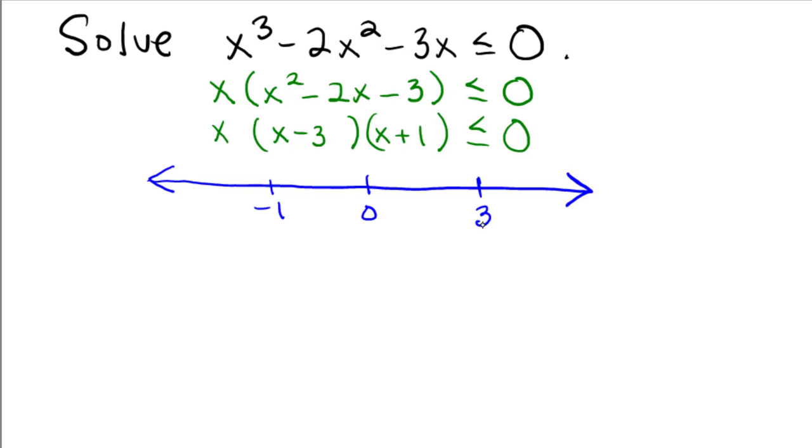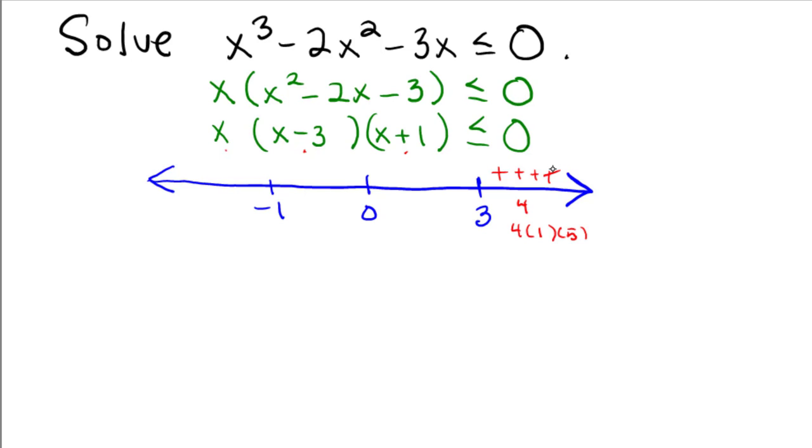So what's a number that you know and love that's bigger than 3? Let's use 4 as a testing number. When I replace 4 in for x in each one of these pieces, you'll see that you end up getting 4 multiplied by 4 minus 3, which is 1, times 4 plus 1, which is 5. And 4 times 1 times 5 is 20, but all we really care about is the fact that it's positive.